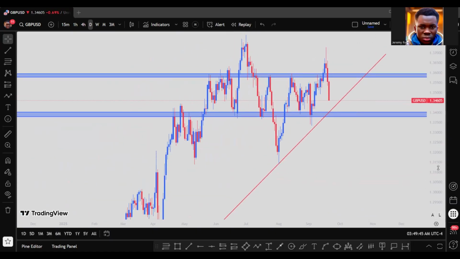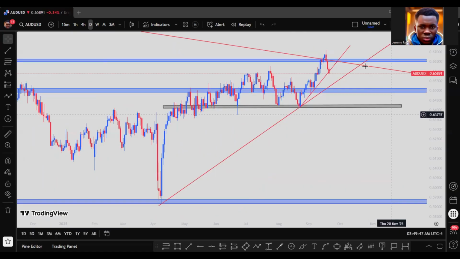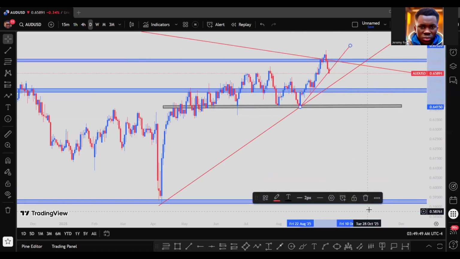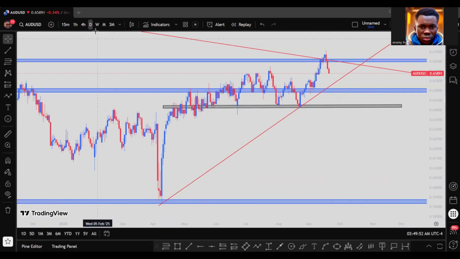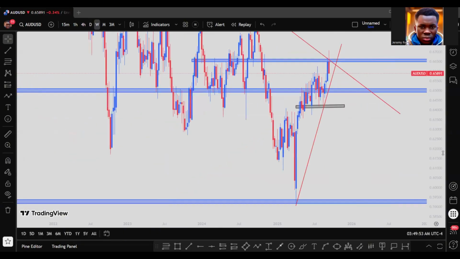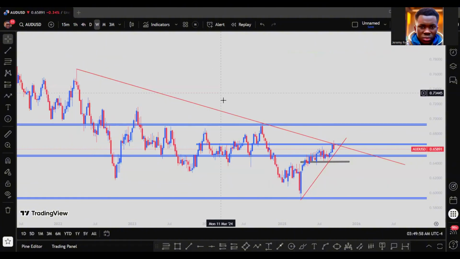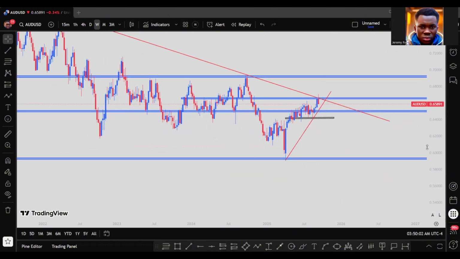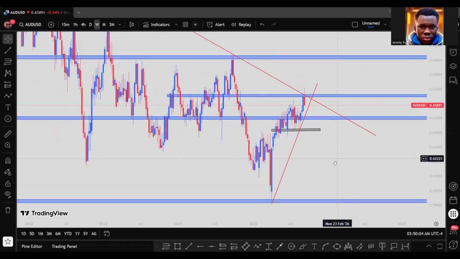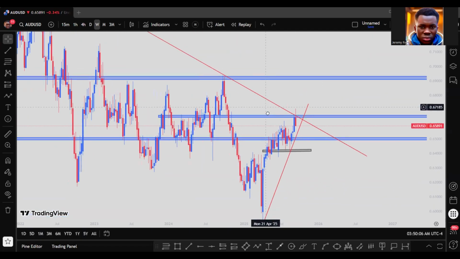Now let's talk about, I think we have AUDUSD left. Looking at AUDUSD, I've gotten into a trend line, a third touch of a trend line. Looking at this trend line here, we have a first touch of it, a second touch of it, and a third touch of it here. So AUDUSD has also gotten into a trend line level, and price has also gotten into this key level here.